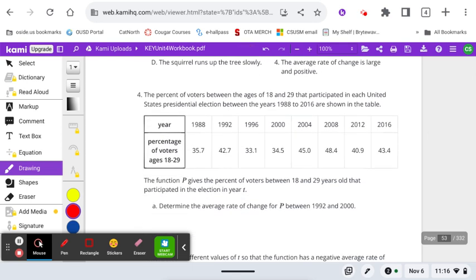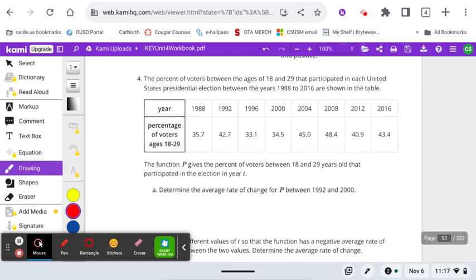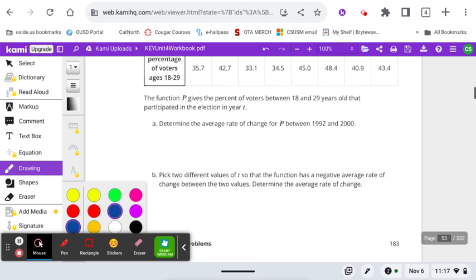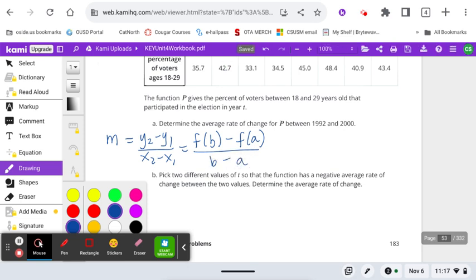The percent of voters between age 18 and 29 that participated in the U.S. presidential election from 1988 to 2016 are shown below. Determine the average rate of change. So let's go remind ourselves of these formulas. So again, in middle school, we used y2 minus y1 over x2 minus x1, but we're now used to using the output of B minus the output of A, that's the difference of those outputs over the difference of the inputs. Well, what's B and what's A?